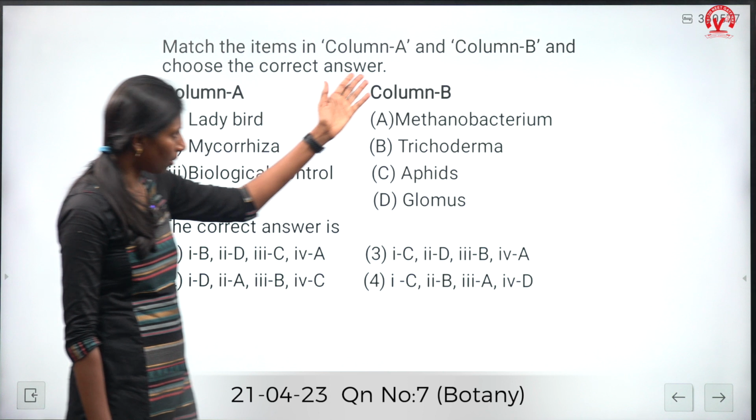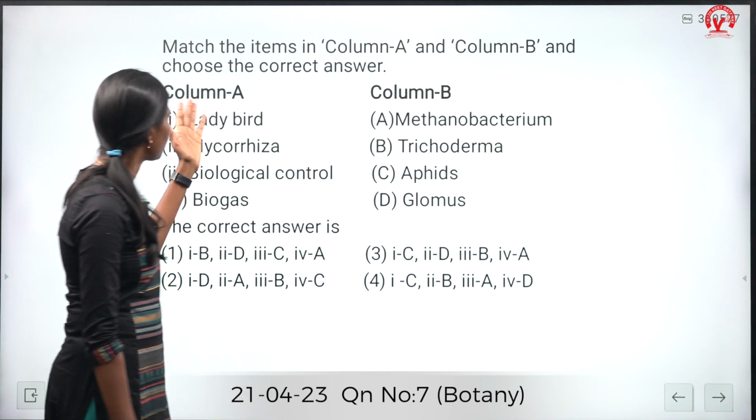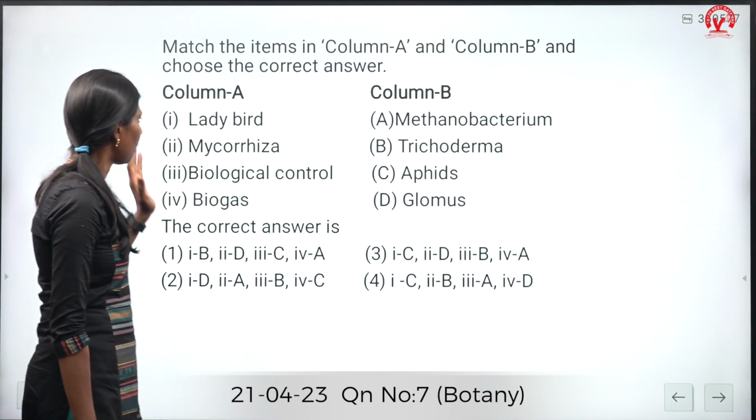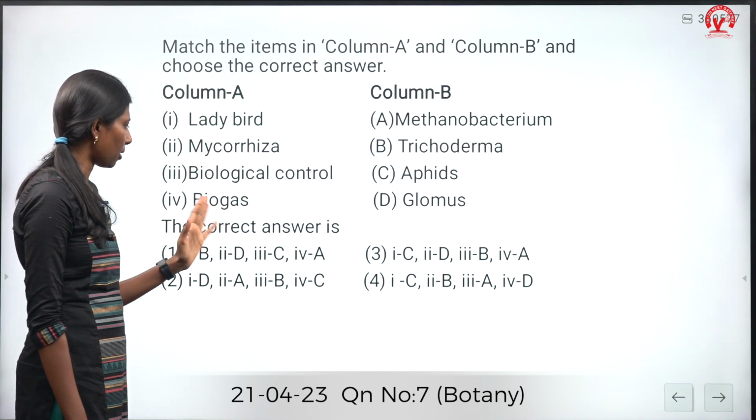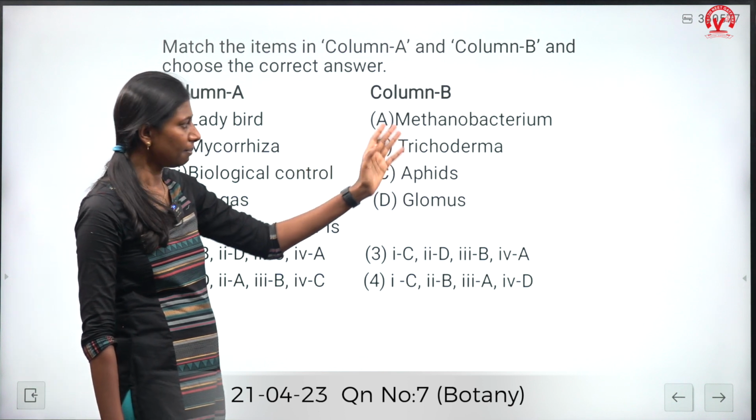Match the items in column A and column B and choose the correct answer. In column A they have given ladybird, mycorrhiza, biological control, biogas. You have to match them with column B.